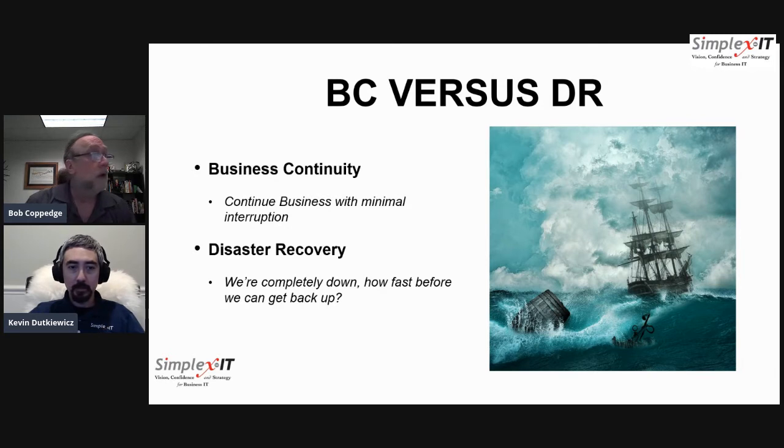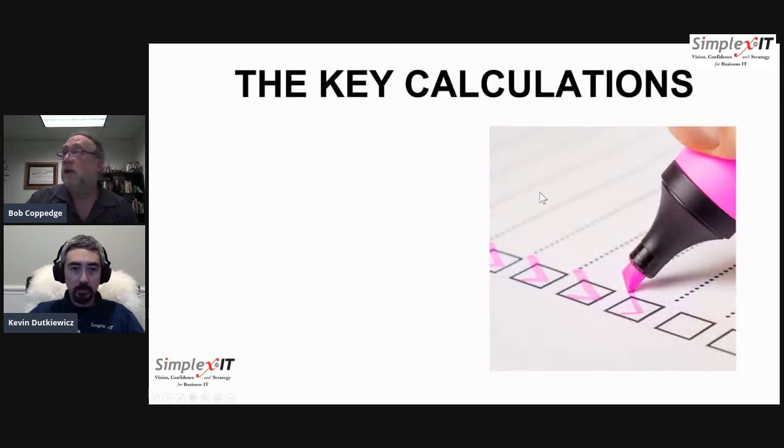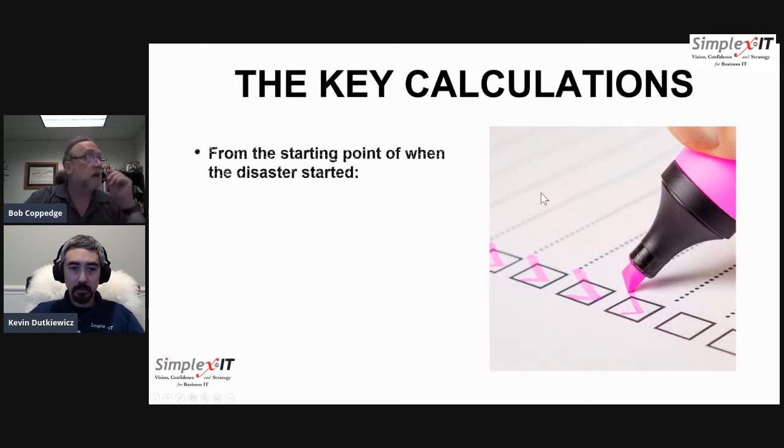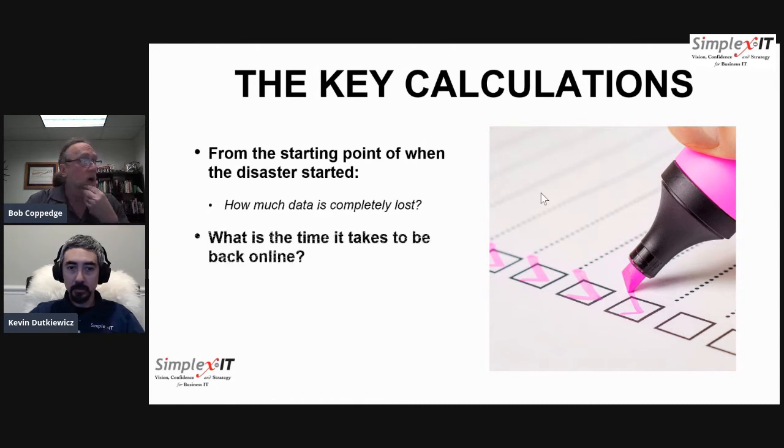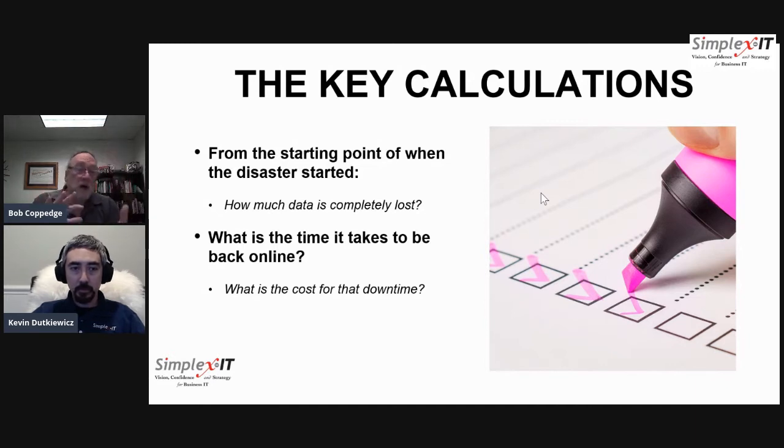Cool. All righty. So the couple of calculations I always talk about here, really there's two numbers. The first number is how much data is completely lost. And we're talking about IT failures here for this.